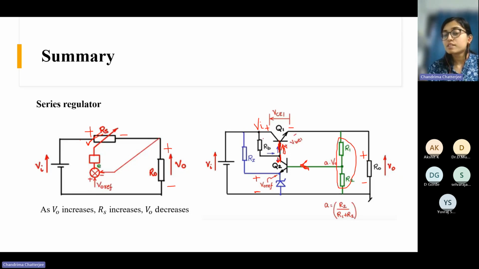Because Vi is the summation of the voltage drop across Q1 and across the load. So Vi is the summation of VQ1 and V output. So if VQ1 increases, then VO has to decrease, right? To maintain the summation equal to Vi. That's how this series regulator can regulate the output voltage.